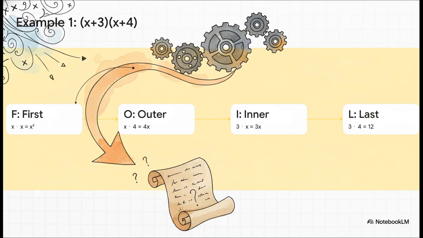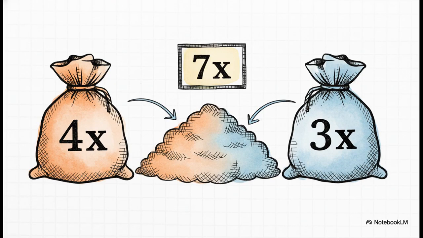Now, do you remember that final cleanup step? Exactly. We have to combine those middle like terms. We got a 4x from our outer step and a 3x from our inner step. We just add those two together, and we get one single term, 7x.